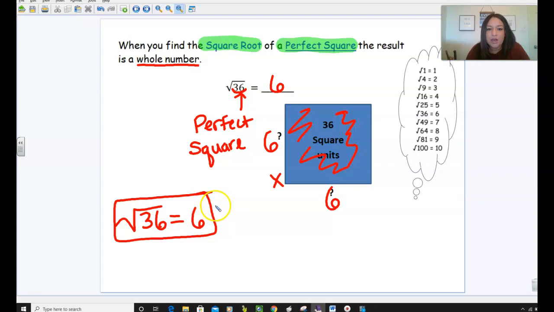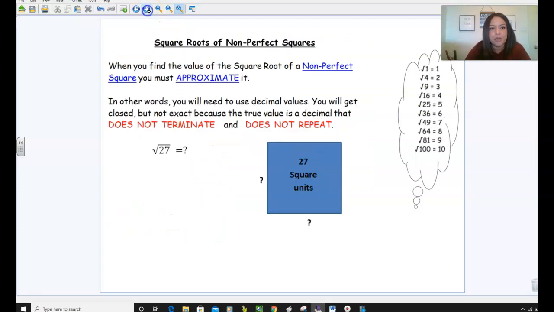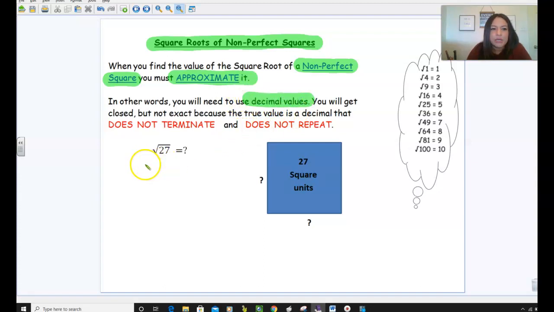Whenever I have something that's not a perfect square, then I have to take another step that's not as simple as this one right here. For example, square roots of non-perfect squares. When you find the value of the square root of a non-perfect square, you must approximate it. In other words, you will need to use decimal values. You will get close, but not exact, because a true value is a decimal that does not terminate and does not repeat.